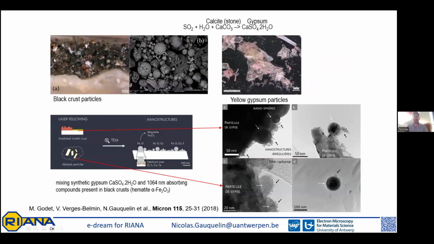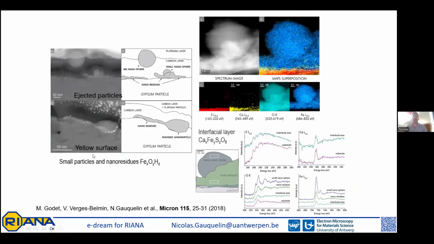With some collaborators from Paris, we investigated this a few years ago, where we looked at black crust particles and yellow gypsum particles, and by comparing irradiated model crust where we don't have the laser treatment and where we have the laser treatment, we could identify that what was happening is that you had some ejected particles of iron oxide at the surface, and that this was giving rise to the yellow color due to the fact that we had some very small nanospheres of magnetite.